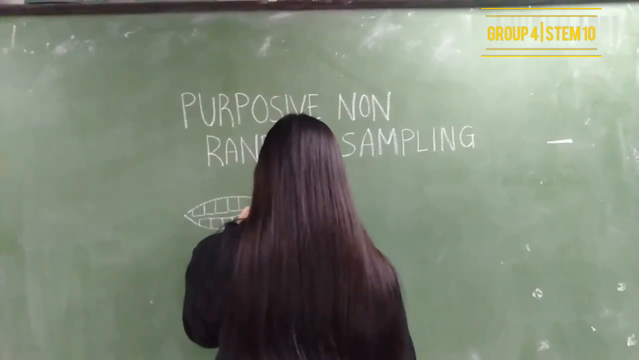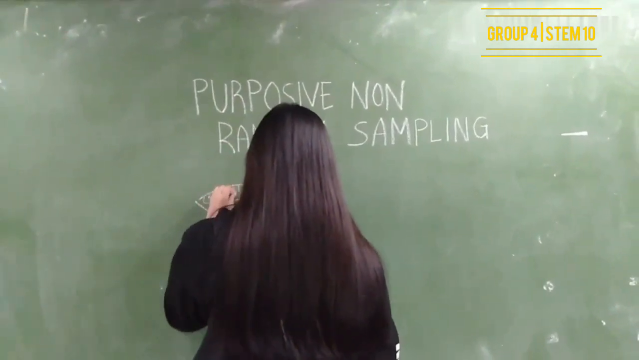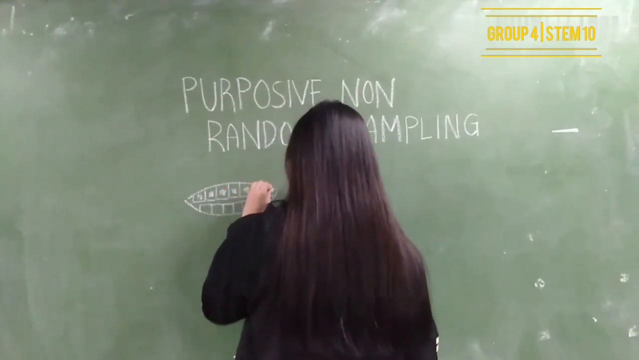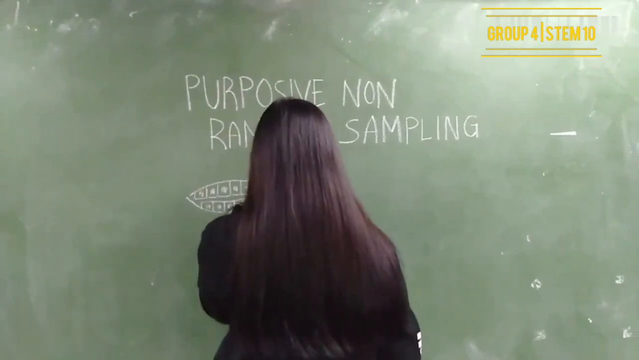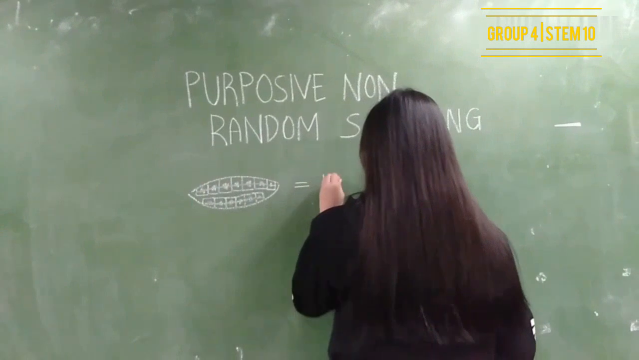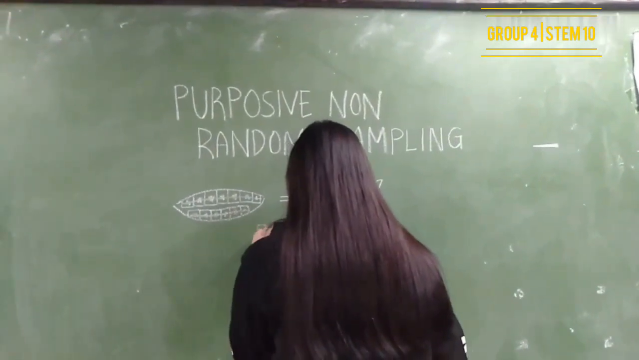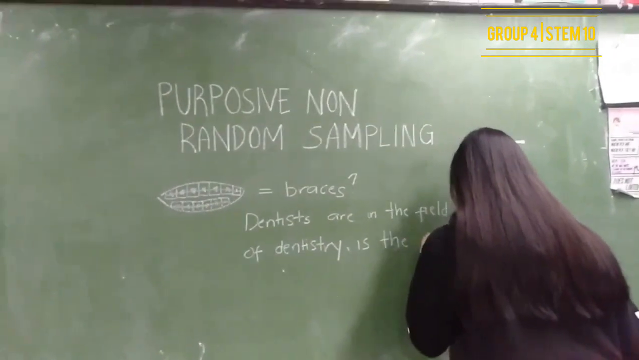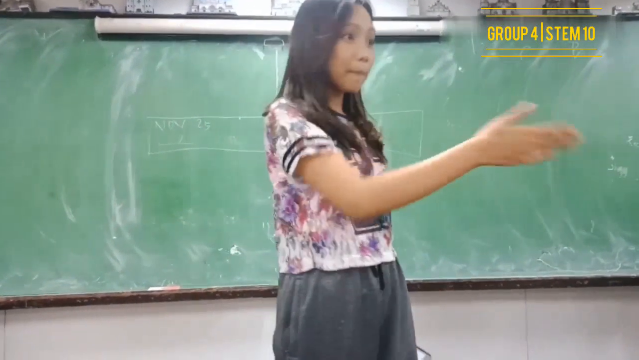The first type of non-random sampling is purposive sampling. It focuses on particular characteristics of a population that are of interest, which will best enable you to answer your research questions. For example, the researchers are going to conduct an interview about the advantages of having braces. So I will choose respondents that are in the field of the industry, or a dentist. You guys are good at giving examples. How about the next one?